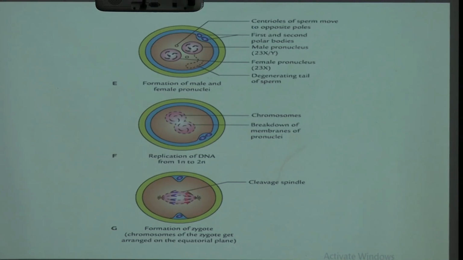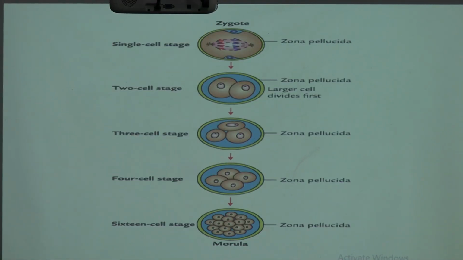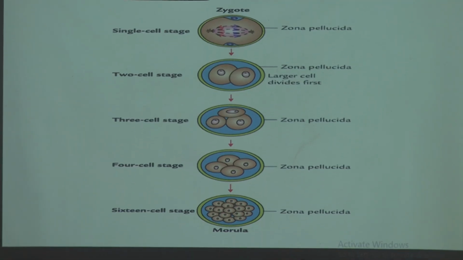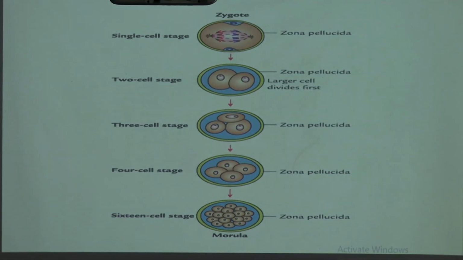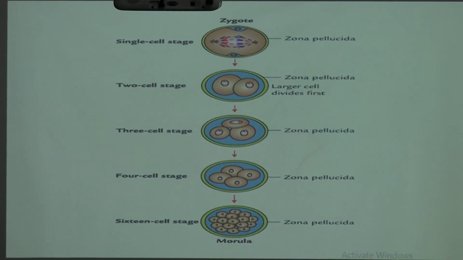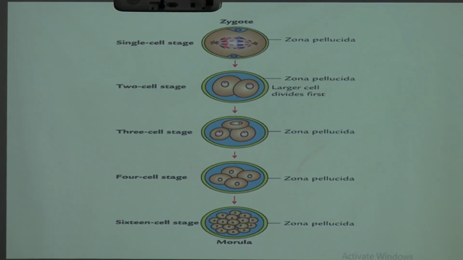Any doubts? No doubts? Can you identify this picture? What is this? Spermato. What is this process called? Any name? Yeah, it will degenerate.